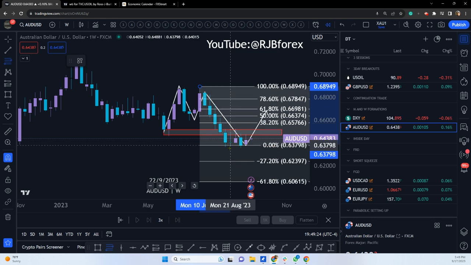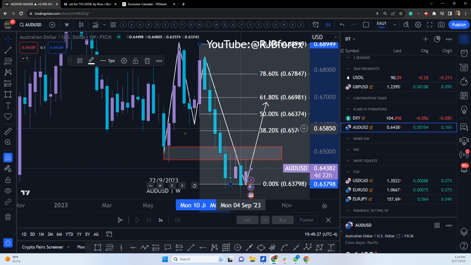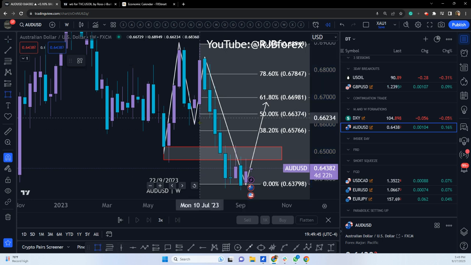Fibonacci tool on this correction up into the 50% mean reversion around 66.40. So between 66 and 66.50, call it, as the neckline.